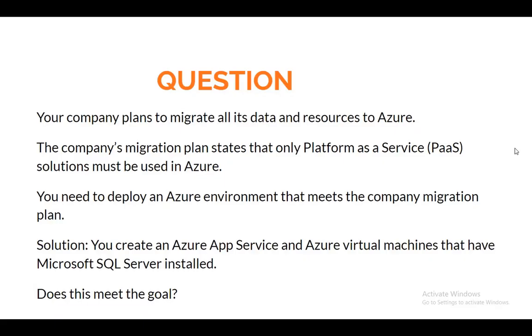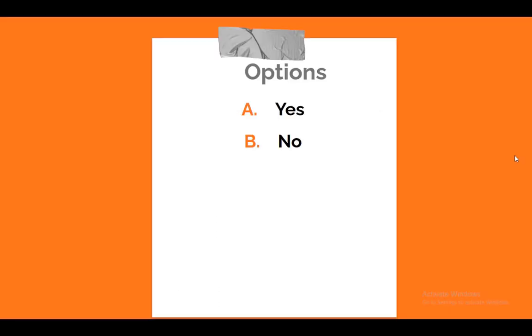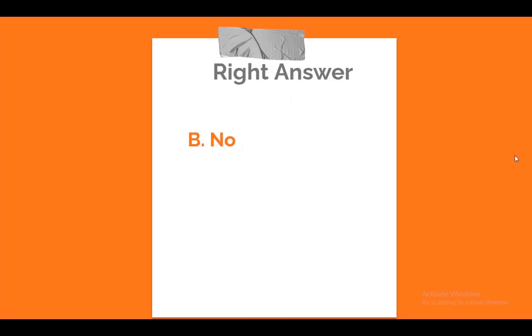Your company plans to migrate all its data and resources to Azure. The company's migration plan states that only platform as a service solutions must be used in Azure. You need to deploy an Azure environment that meets the company migration plan. Solution: you create an Azure App Service and Azure Virtual Machines that have Microsoft SQL Server installed. Does this meet the goal? Option A: yes. Option B: no. The correct answer is option B: no.